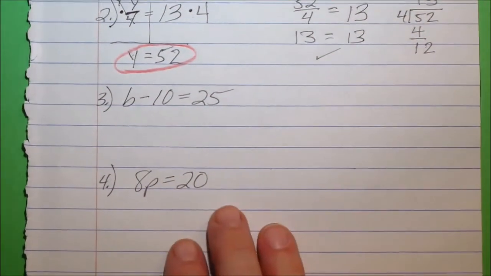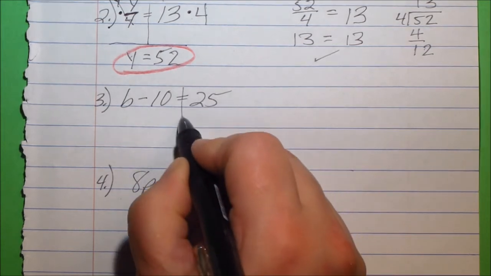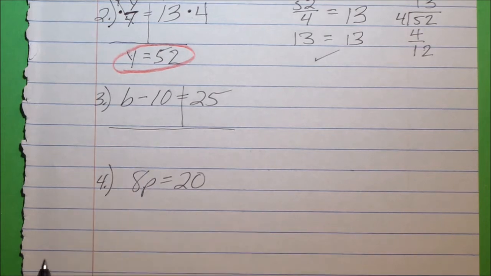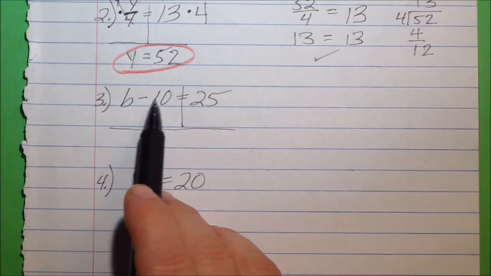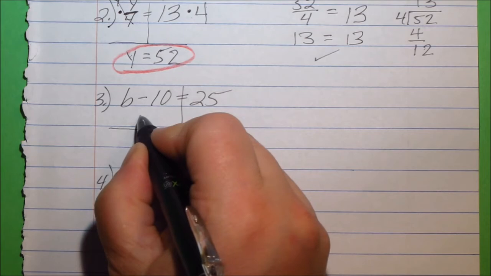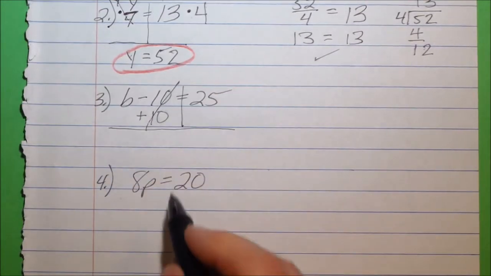Okay, number 3. Okay, so we've got b minus 10 equals 25. Let's build our fence and help out b. We've got 10 hanging out in his house, and he doesn't want him there anymore. I see that there's a subtraction symbol here, so I know the inverse of subtraction is addition. So to get rid of 10, I have to add 10. That turns it into 0, and it's gone.